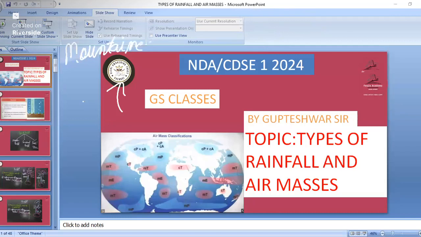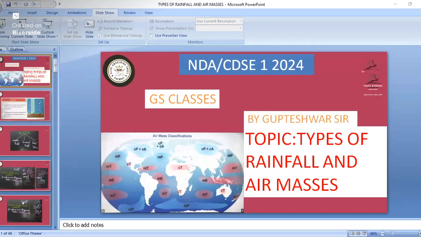Mountainous rainfall, that particular one is known as orographic rainfall. And convection rainfall means what? Due to the heating, the water vapor goes upwards, like a convection. Okay, so in convection it will go up. So that is convectional rainfall. We'll see how their formation happens. Everything I have mentioned in the slide.